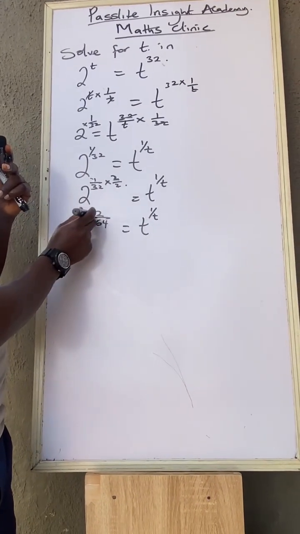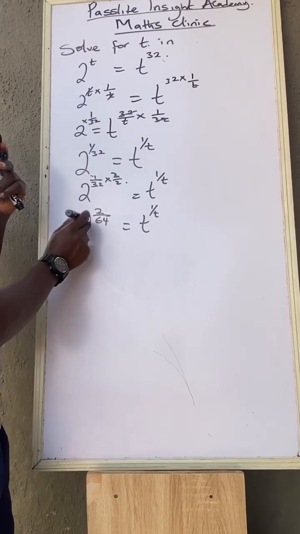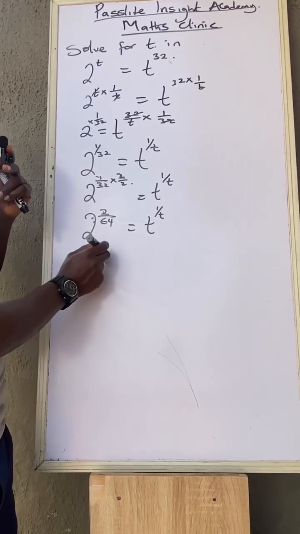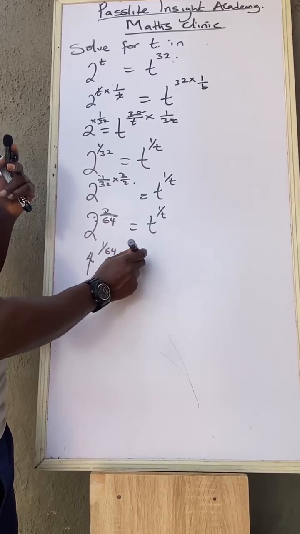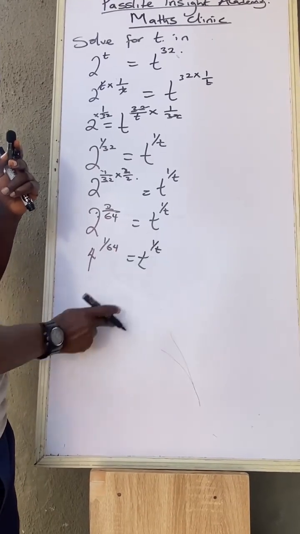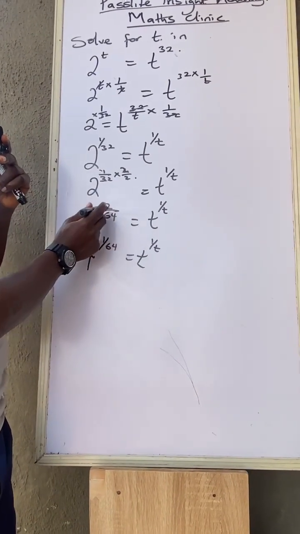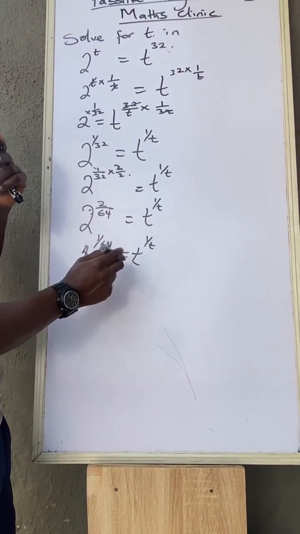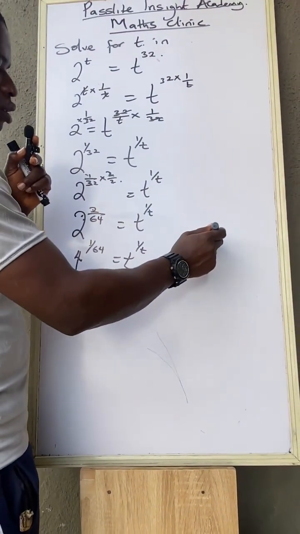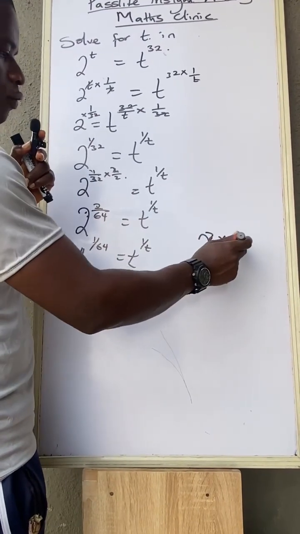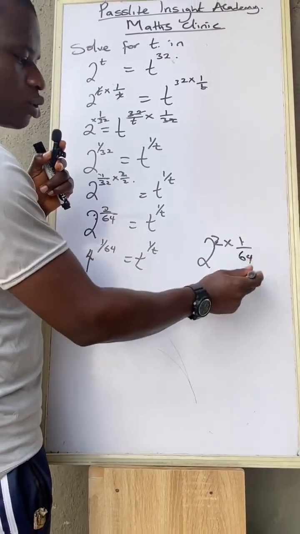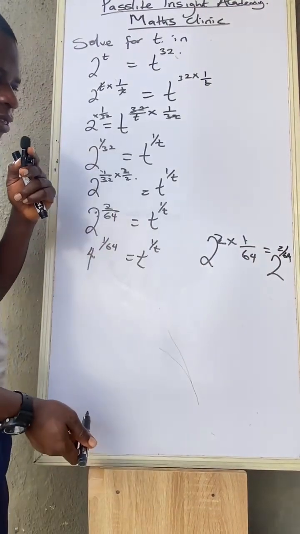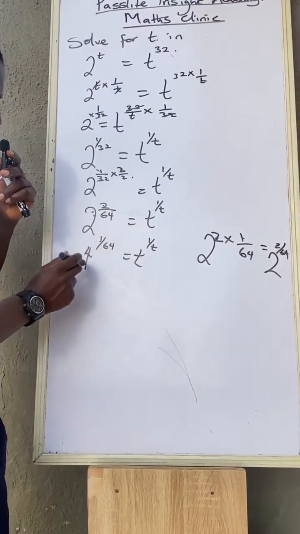So this 2, we can have 2 squared, and 2 squared is 4, which is 4 raised power 1 over 64 is equals to t raised power 1 over t. So meaning that this 2, is 1 before, you can leave it. It's the same thing, because when you have 2 raised power of 2 times 1 over 64, 2 times 1, 2, that will be 2 raised power 2 over 64. It's still the same thing.